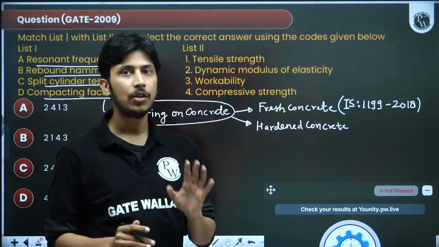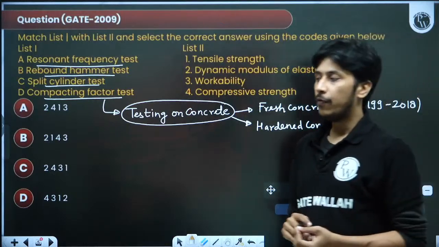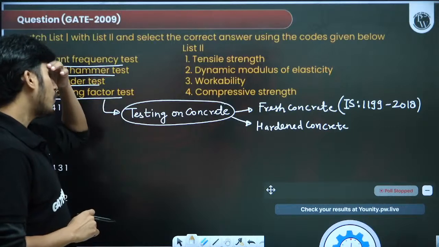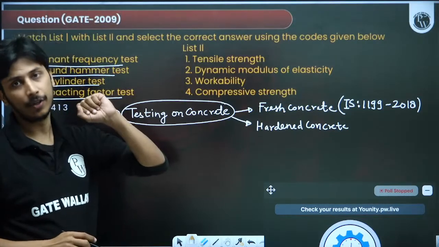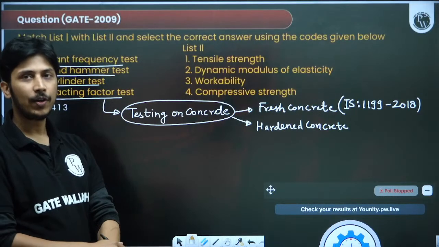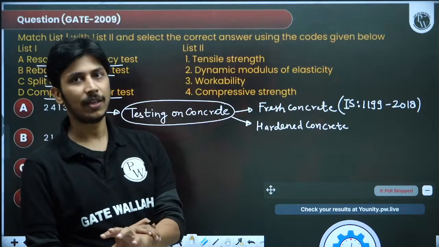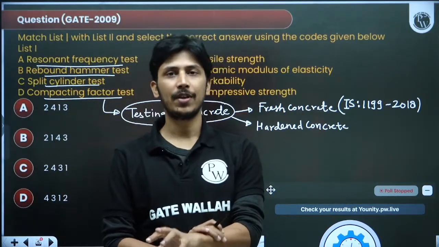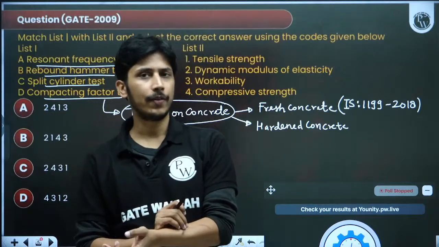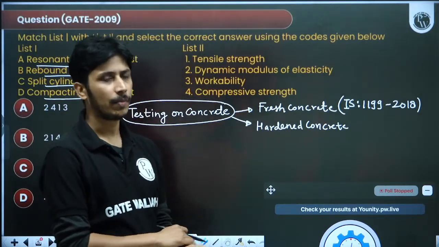So I was saying that there are two different codes for your testing on concrete. One is for fresh concrete and one is for hardened concrete. A lot of students were writing 1143, 516. You are telling right, but someone is not giving the correct year of revision. Someone is not giving even the correct code. 1143 is no code. I have not heard about 1143. I have heard about 1199. 1143 may be the different code for anything, but this is not for our purpose.